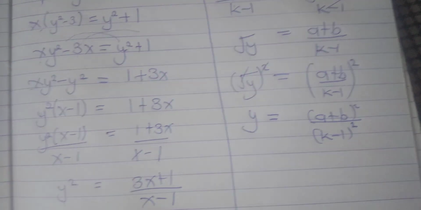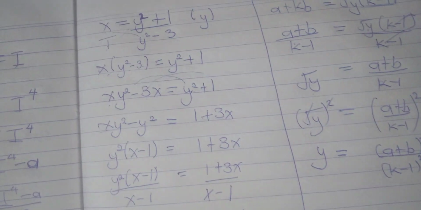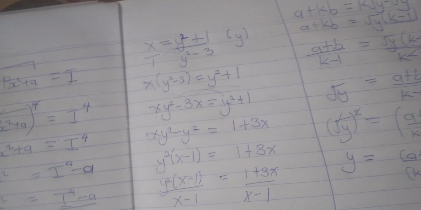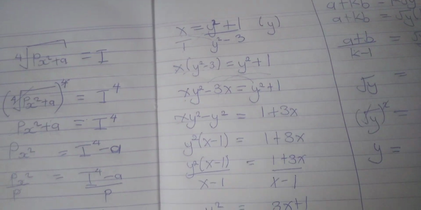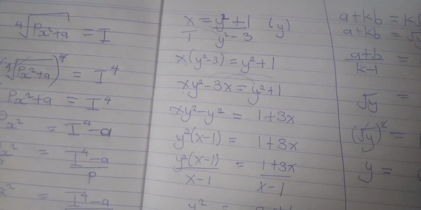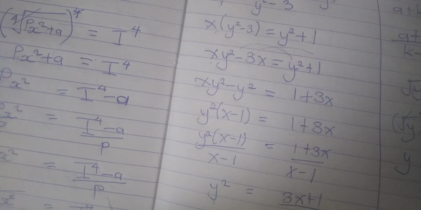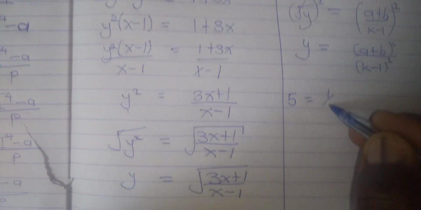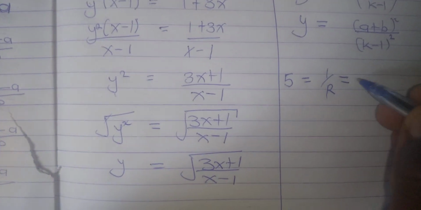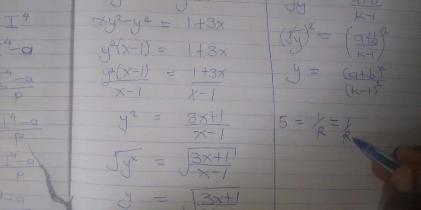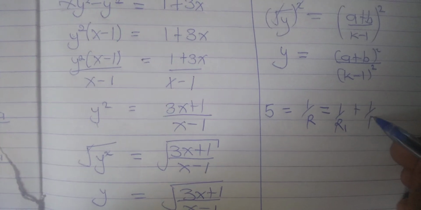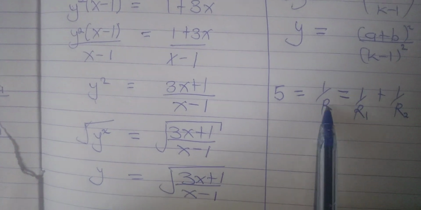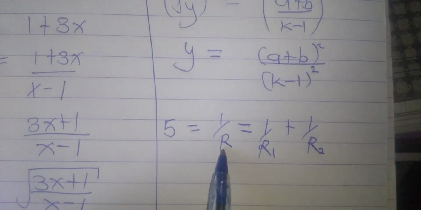So that is simply how we can make expressions the subject. I don't think it is all that tough. So I can look at another example where they want us to make r the subject of the formula. So in this example, we shall make r the subject of the formula. Example 5: given that 1 over r equals 1 over r1 plus 1 over r2, they want us to make this r the subject of the formula.